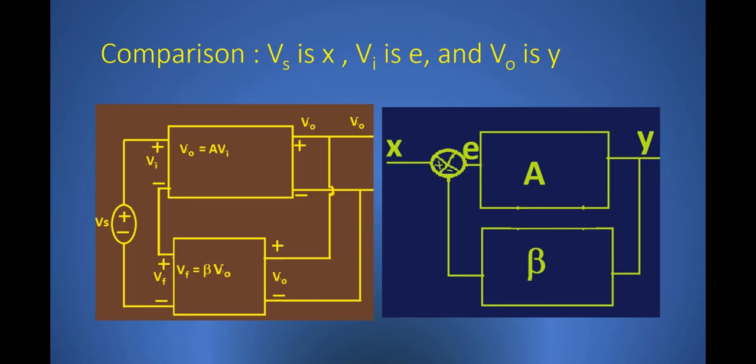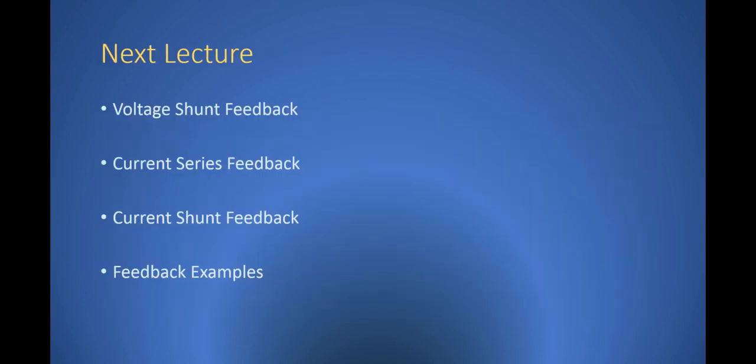So here you can see the correspondence between voltage series feedback circuits and a general system with feedback. Here Vs corresponds to X, Vi corresponds to E, and V naught corresponds to Y. So this concludes our discussion for today.